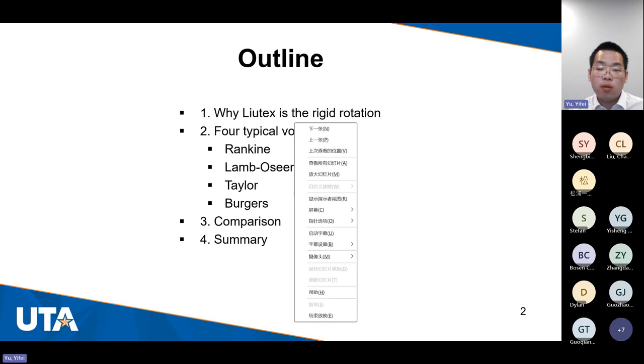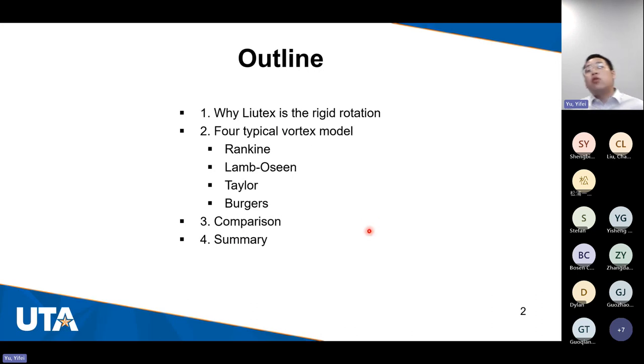The outline of my presentation is shown on the screen. It contains four main sections. The first one, I will explain why Liutex is the rigid rotation, and then I am going to introduce four typical vortex models. Then, based on the model, we will do the comparison, and we will do a summary at the end.